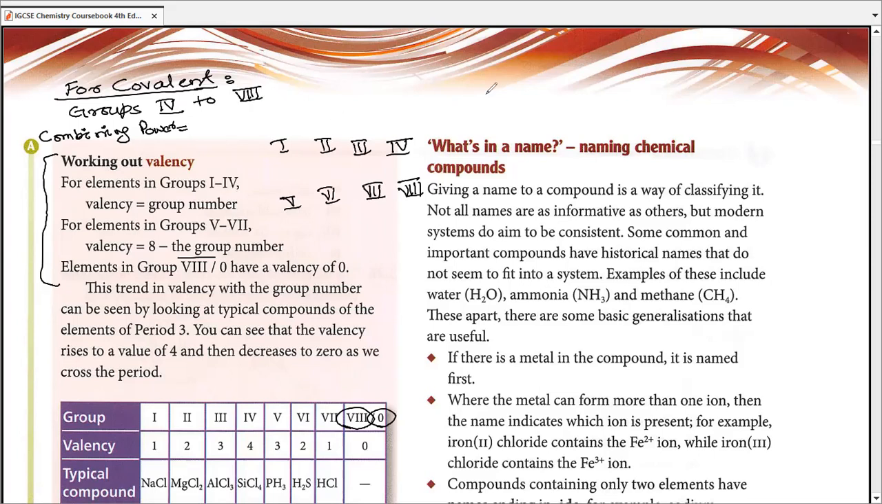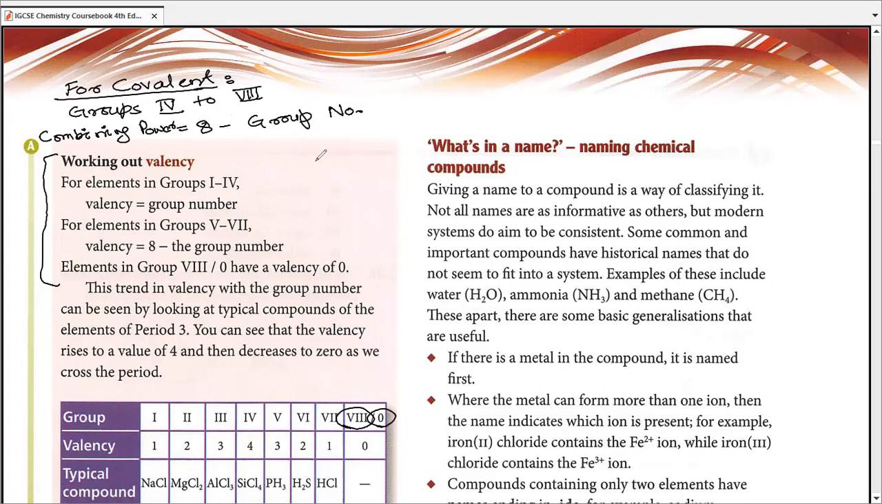So only for groups 4 to 8. And this is the one for which we can go with 8 minus group number, right? So you would notice for covalent compounds, I've only taken groups from 4 to 8.